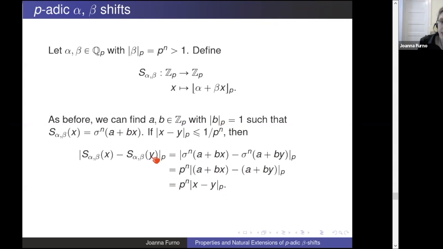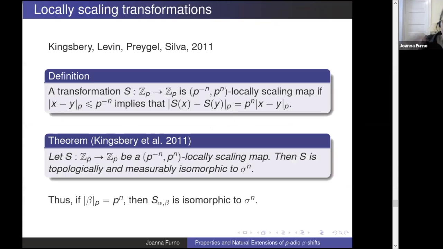So you still have this scaling, which has a name. We very often look at p to the minus n, p to the n locally scaling maps. You can put different numbers here and here for these scalings, but this is all that I'm going to look at in this talk, when you've got p to the minus n, p to the n. The p to the minus n is how close your x and y need to be to each other. The p to the n is the constant that you get scaled by your transformation.